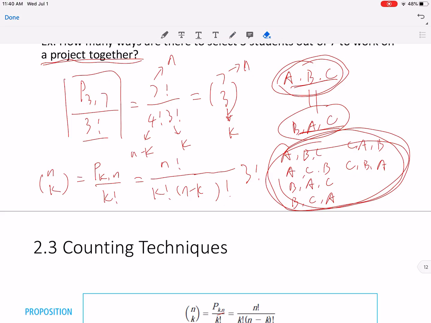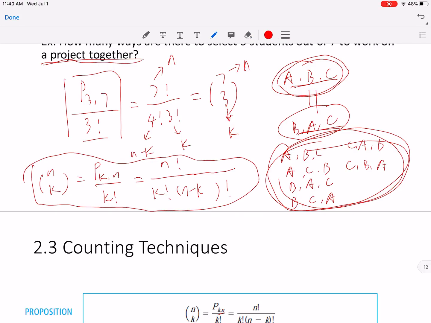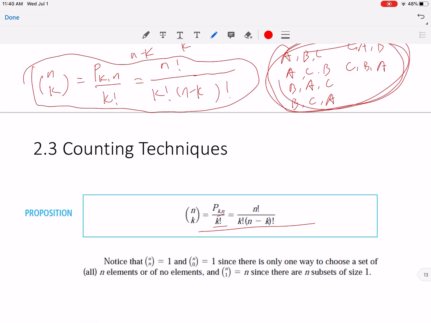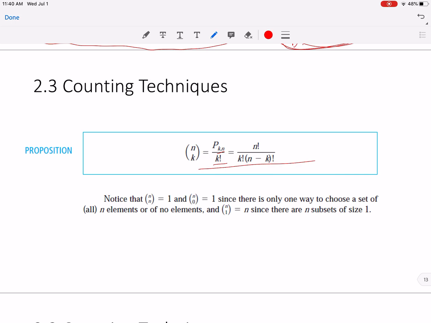So this is exactly the same as given over here. That's how I find the combinations. Notice that n choose n is equal to 1, and n choose 0 is equal to 1, since there is only one way to choose a set of all n elements or of no elements. And n choose 1 is n, since there are n subsets of size 1.